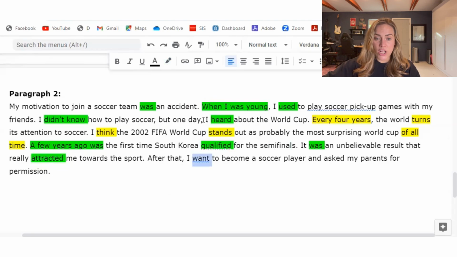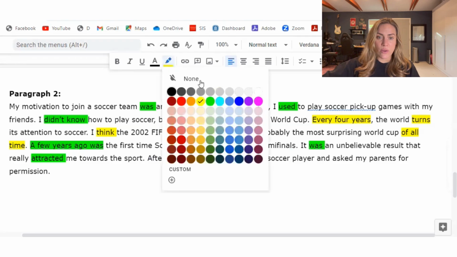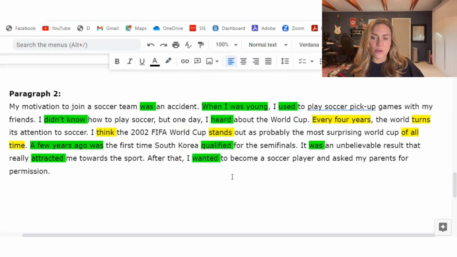After that, now we're moving to the present again for no reason. After that still is the past. That happened, and then after that, this happened, but we're still in the past. There has been no time word to change the time frame. So after that, I wanted, should be green. It should be in the past. I wanted to become a soccer player and asked, that's right, past tense, and asked my parents for permission.